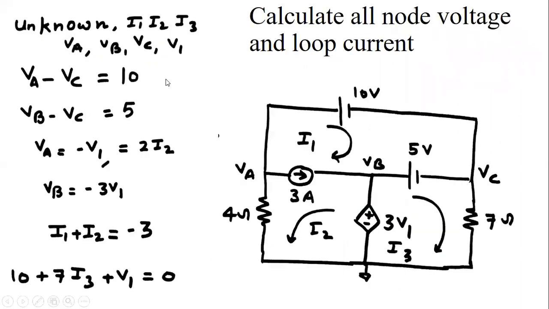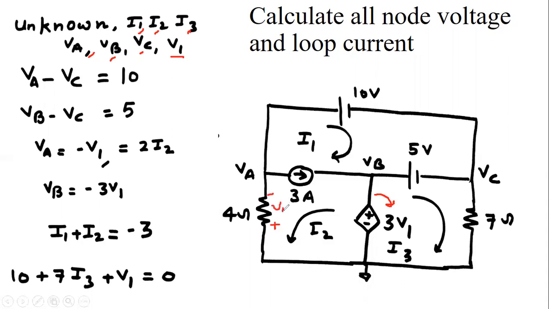Now moving on to the third. Question three says: calculate the value of all the node currents and node voltages as shown in the figure. The total unknown variables are I1, I2, I3, voltages VA, VB and VC, and V1. This is my voltage V1, because it is the controlling voltage of the dependent source 3V1. This V1 should be shown in the figure, but by mistake we forgot it. So now we are assuming this voltage is V1.